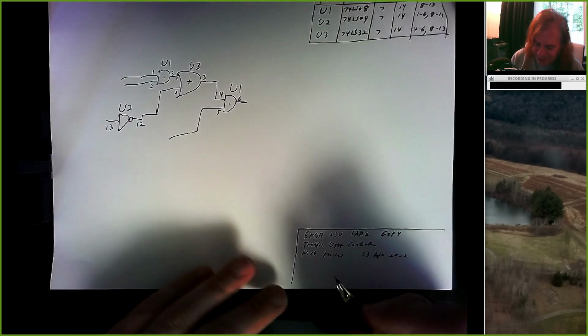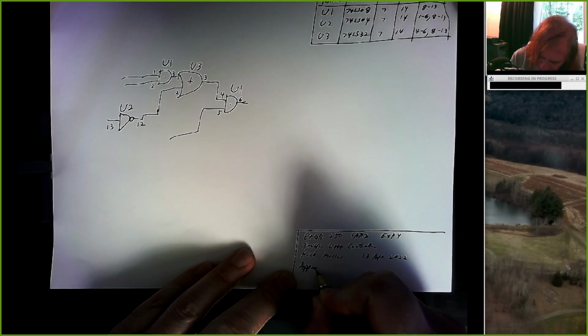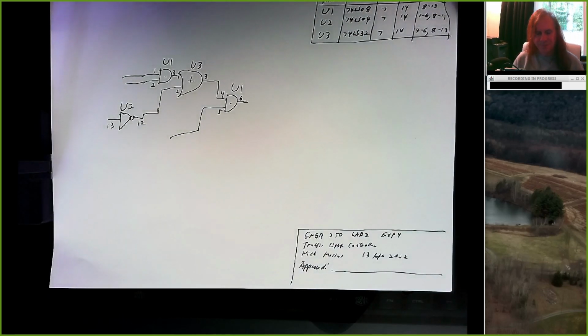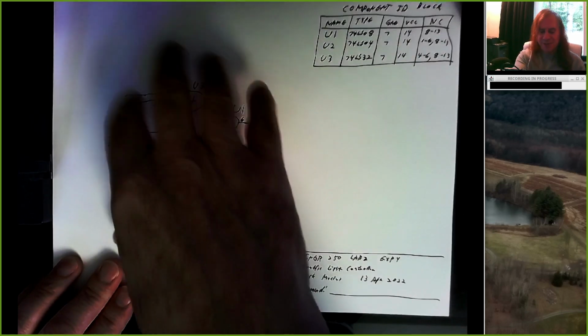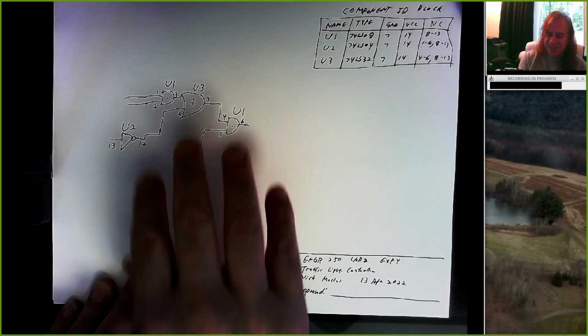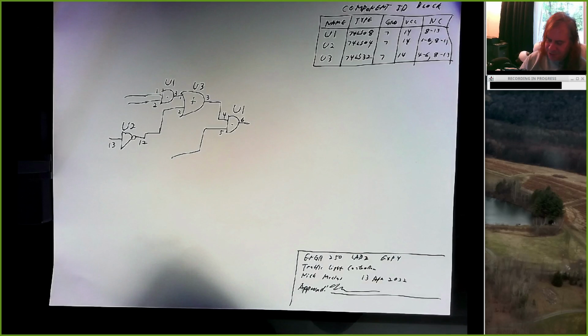And in industry, you know, you typically have something like approved, and there's a place for a signature. Because building the circuit takes time and money, right? Somebody has to actually do that. And so before somebody invests time and money building the circuit, somebody else looks at this and says, hey, this looks good. And they go ahead and they put their signature here.